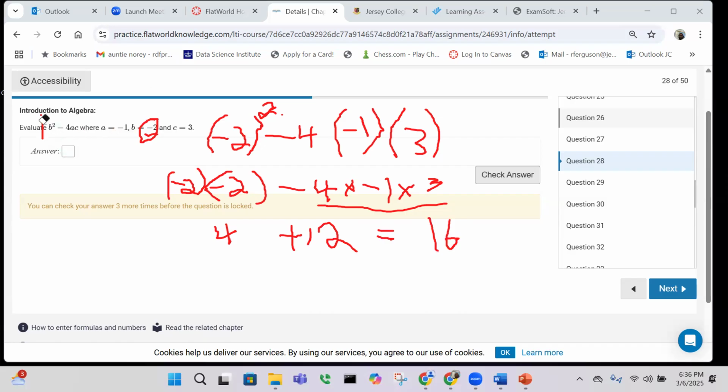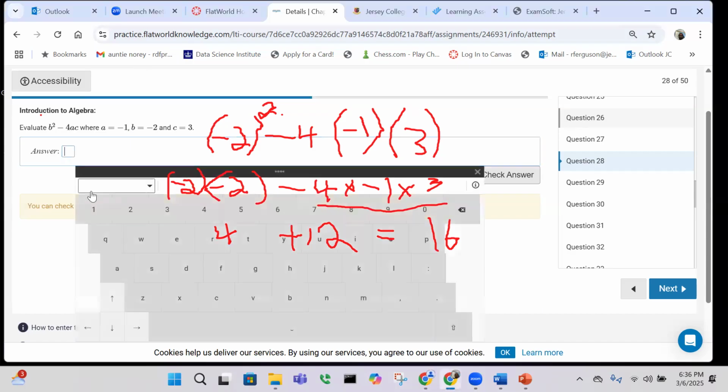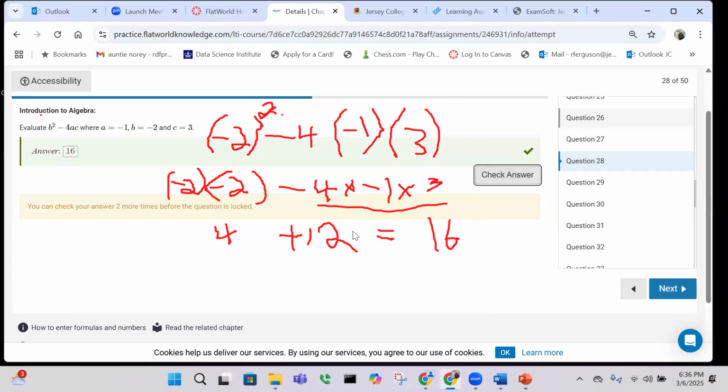So this is on the quiz. We have to know how to keep the order. Order of operations matters. And yeah, I think that's it for the quiz question. 16. Check it. So that's one of the problems. And again, I'm picking them because you get to practice your order of operations in the same setting.